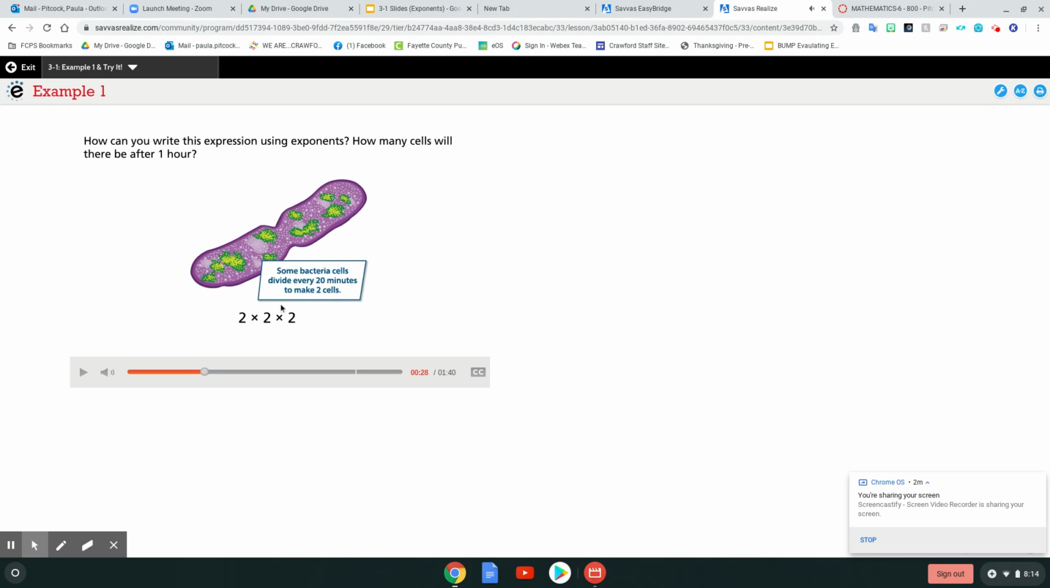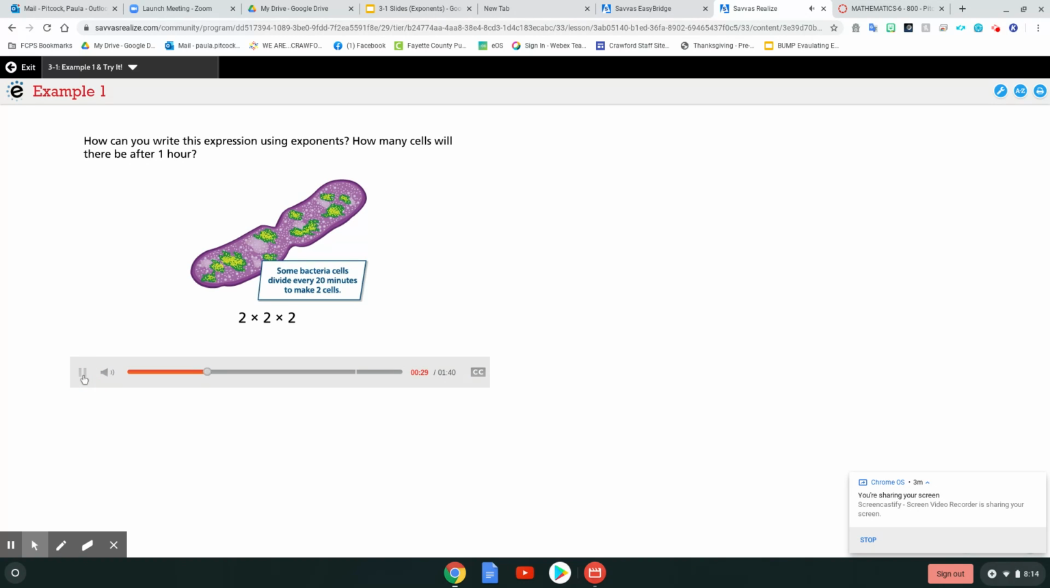Okay, so it wants us to take this expression right here. This is called repeated multiplication because I have the same number over and over and it's being multiplied. So they want to take 2 times 2 times 2 and rewrite it in a shorter, simpler way using exponents.